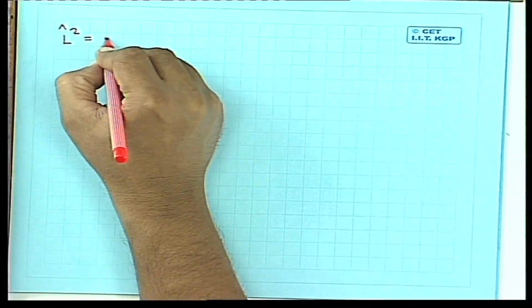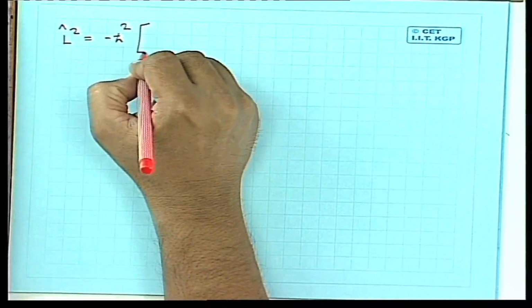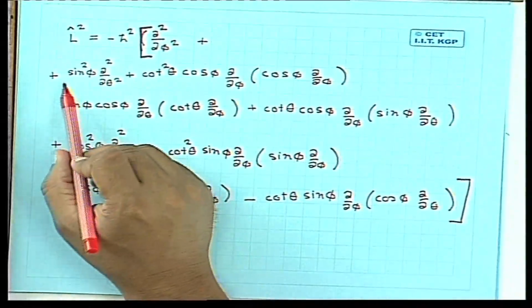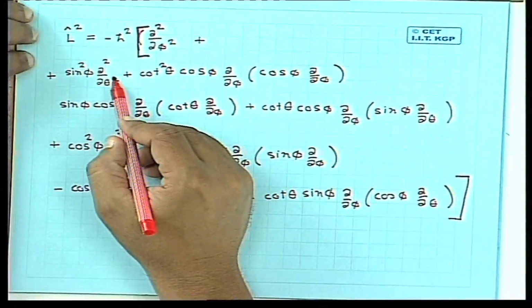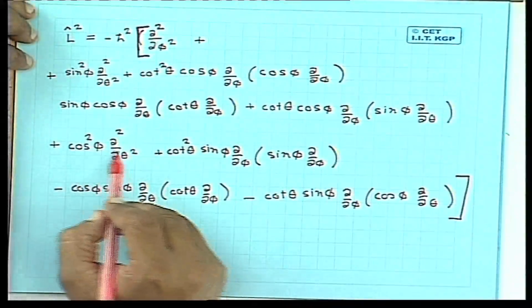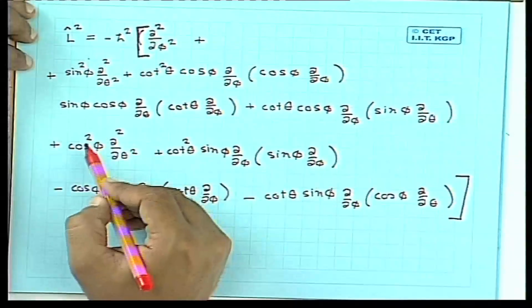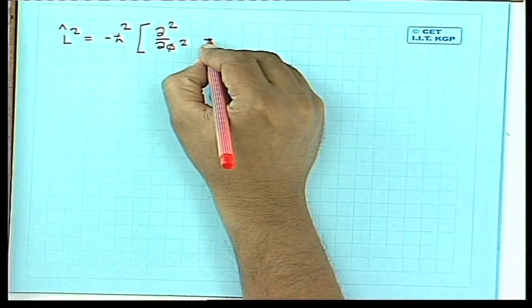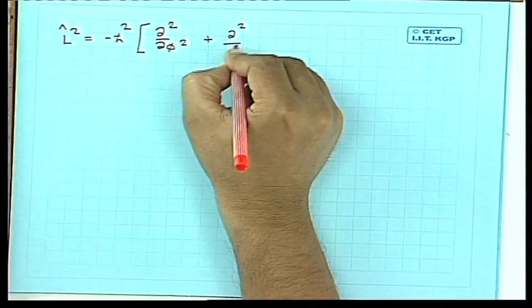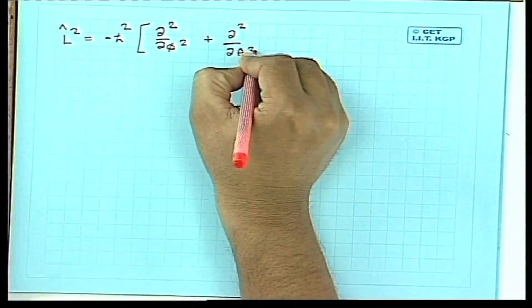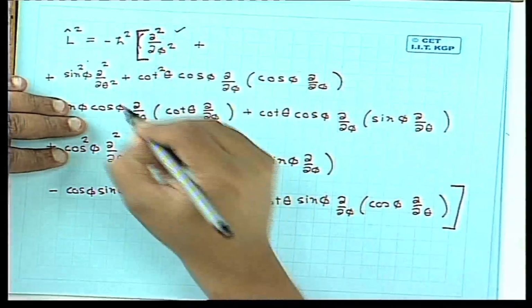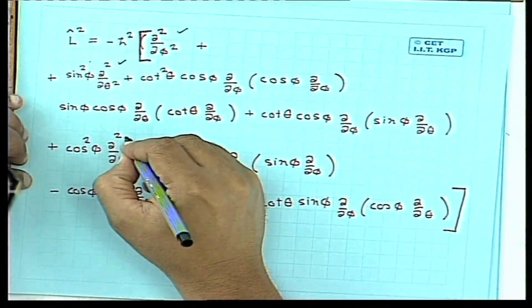L squared is equal to minus h cross squared, and the first term passes through unscathed, del by del squared phi. Now sine squared phi del squared del theta squared, and here we have cos squared phi del squared del theta squared. We add up these two terms, and we get just del squared del theta squared. Let me mark the terms which have been taken care of. This has gone, this is gone, and this is gone.